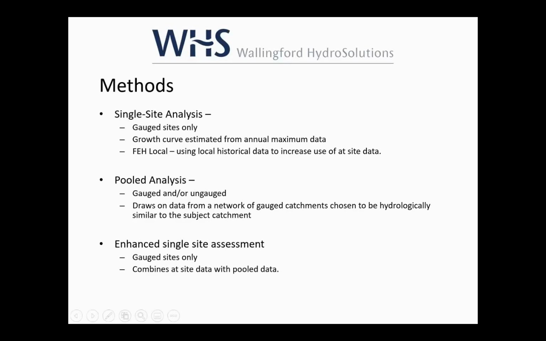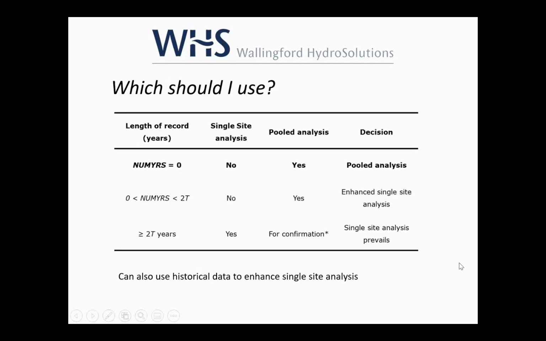So there is a third approach, and this is called the enhanced single site assessment. This is a kind of hybrid between the single site and pooled approaches. It takes a growth curve for your gauge site and incorporates it into the pooled analysis, giving it the highest weighting of any station. So which method should you use?